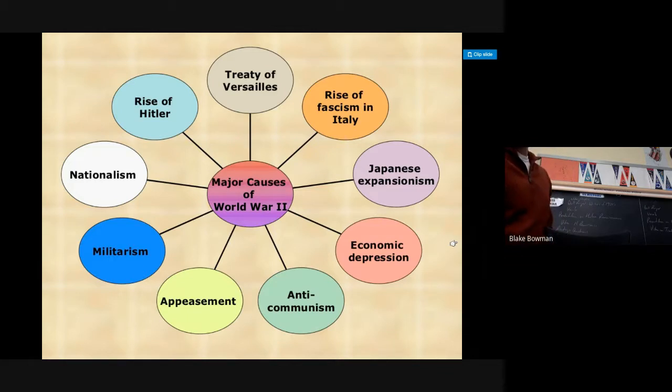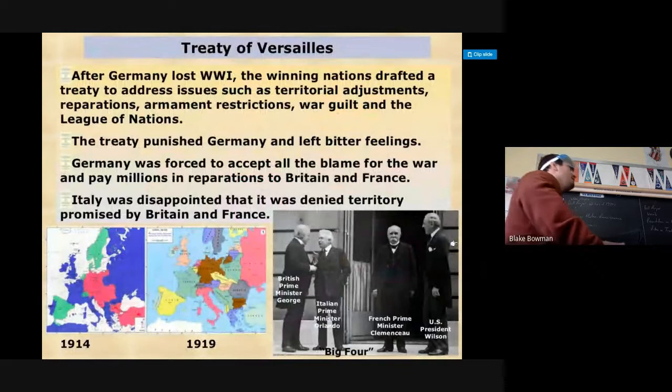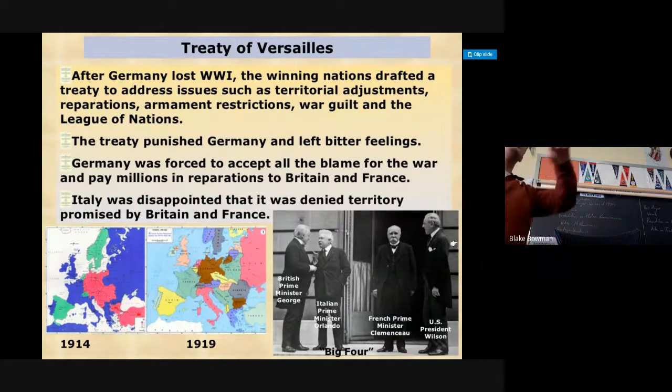All right, but the first thing I want to talk about, the Treaty of Versailles. There we go. The Treaty of Versailles, all right, at the end of World War I, it was really up to France and Great Britain. They're just kind of deciding on what they would like to do with Germany towards the end of the war.